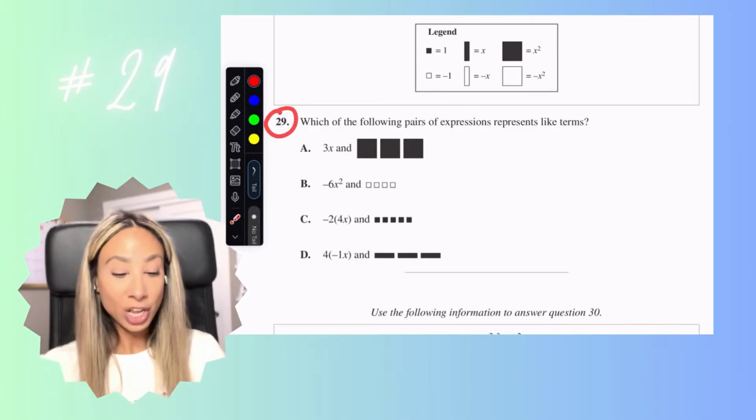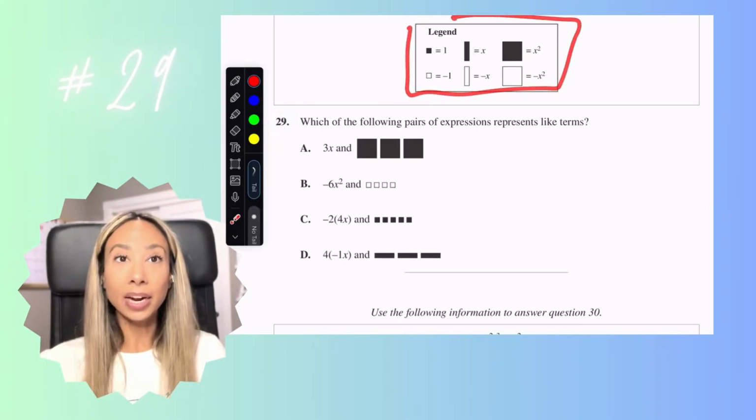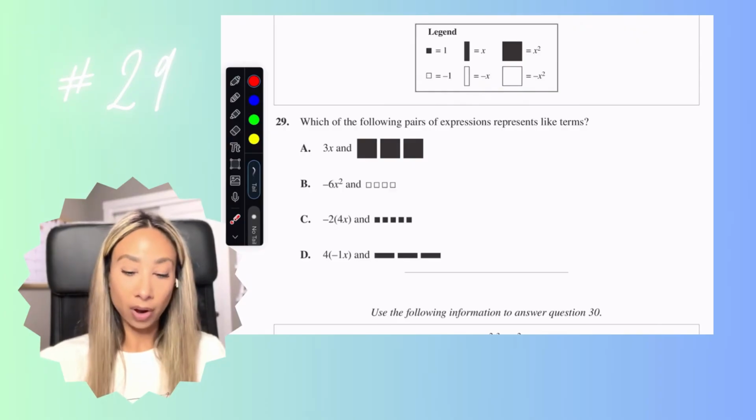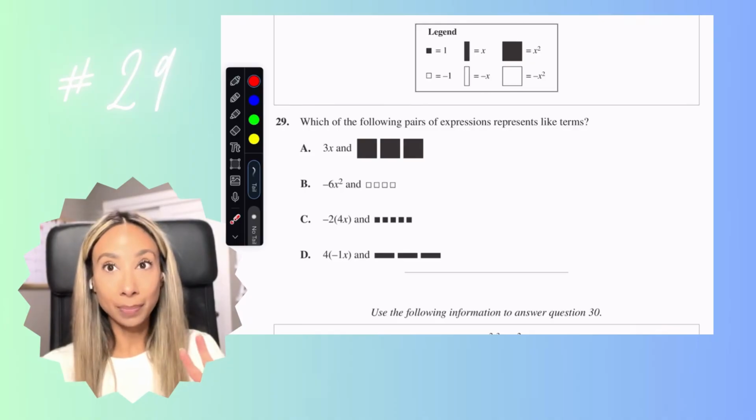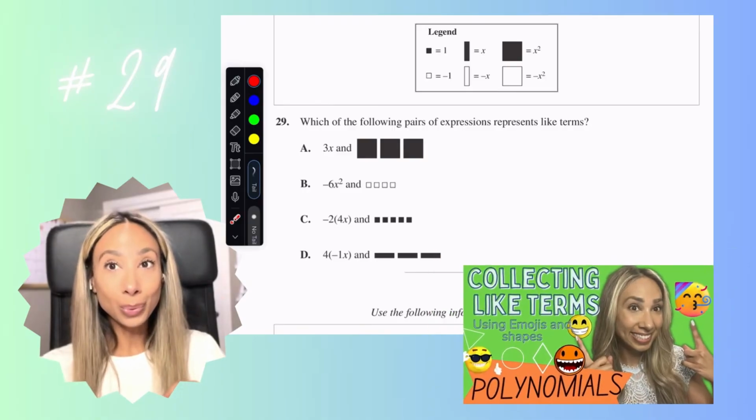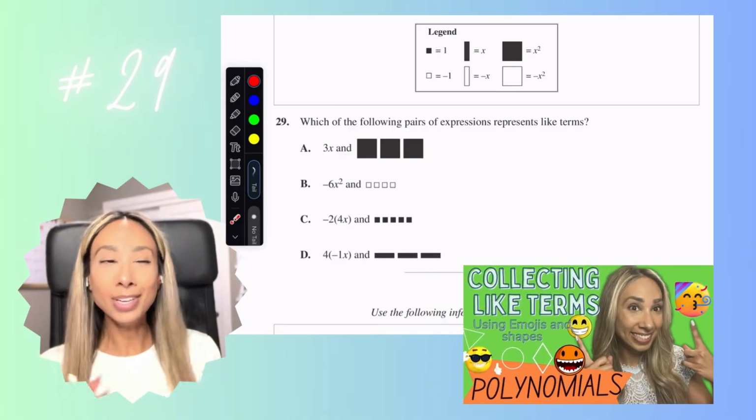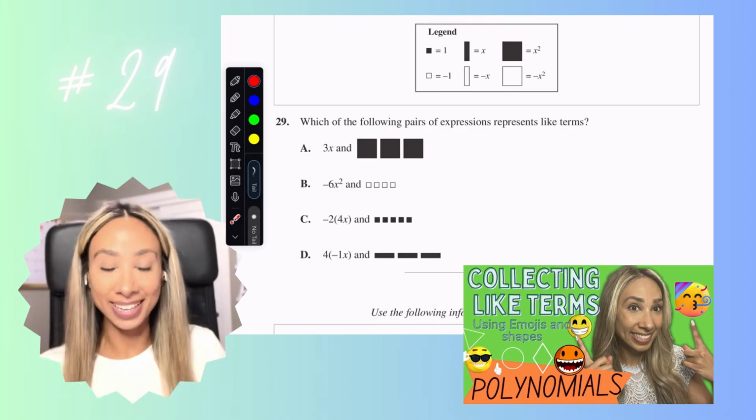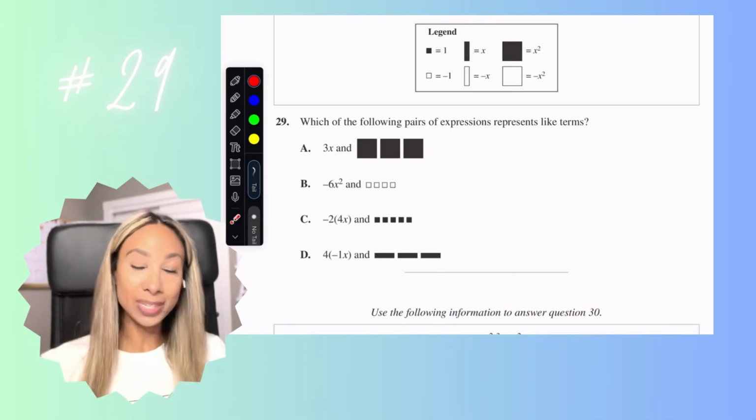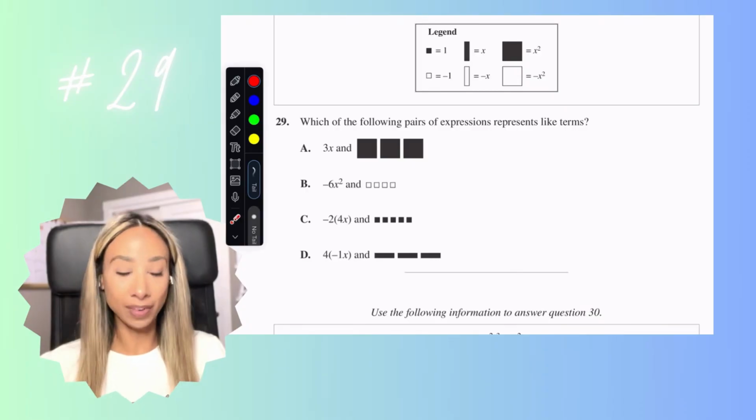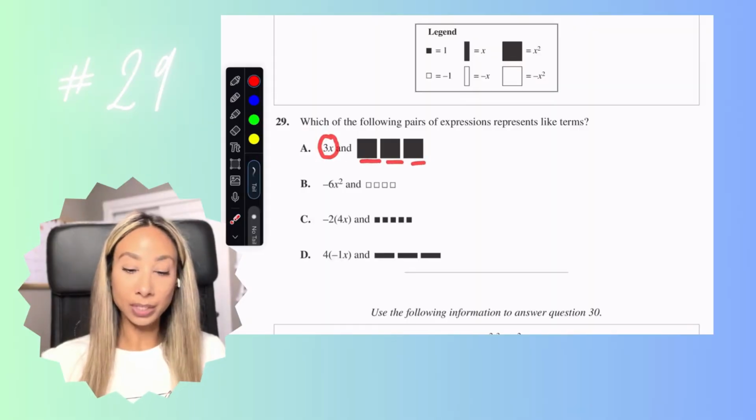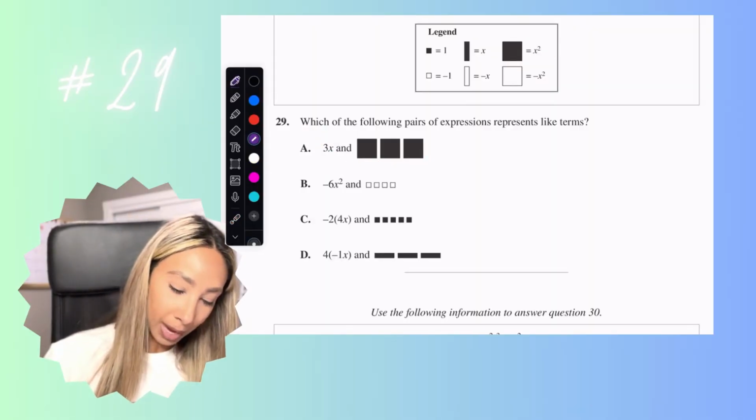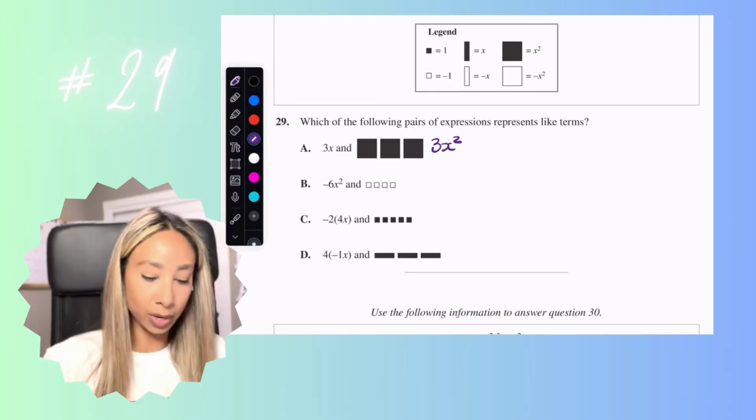Okay, number 29 here. With number 29, they gave us a key, and our job is to figure out which one of the following are like terms. Like terms basically means they have to have the same variable and the same exponent. If you don't remember how to do this, I strongly recommend you check out my video here, where I go through all the like terms with some guided notes, and I use emojis, so it doesn't feel super mathy, if that makes sense. But let's decide which ones have the same exponent and the same variable. This one has the same variable, it's 3x, but these ones here are x squared. So this is saying 3x, and this is saying 3x squared, so those two are not the same.